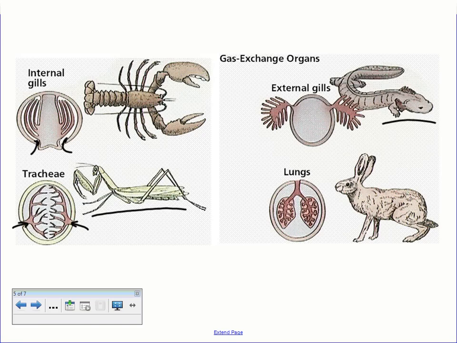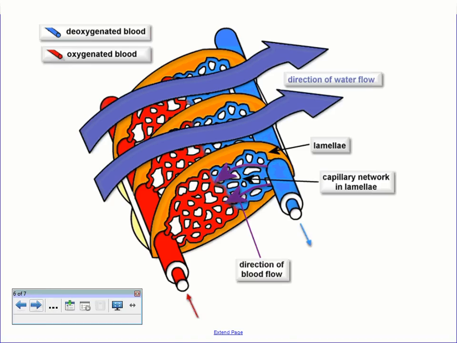And then we have mammals like this rabbit that have lungs that are interior as well, and they branch and branch on the inside. And remember, branching allows for increased surface area, so we're going to have a lot of gas exchange. This is showing how a gill works in a fish. It's called countercurrent gas exchange.